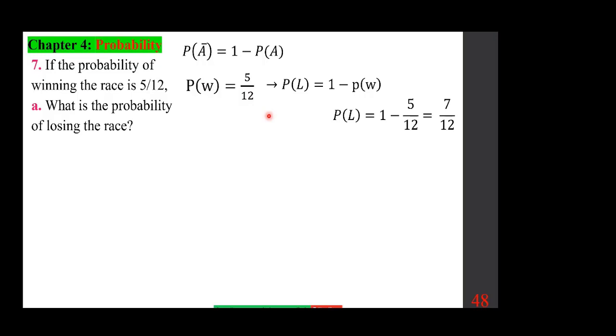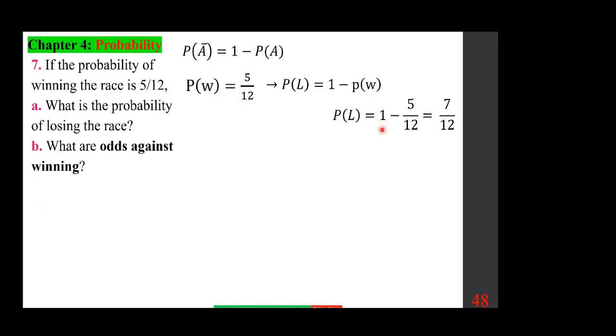If the probability of winning the race is 5 out of 12, what is the probability of losing? We are looking at complementary event probability. The probability of A complement, or A naught, or A bar, is 1 minus P of A by definition. So if the probability of W, standing for winning, is 5/12, then the probability of losing is 1 minus that, and we end up with 7/12. I hope everybody's comfortable with fractions, because 1 is 12/12.